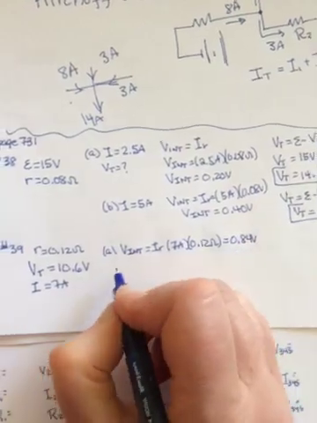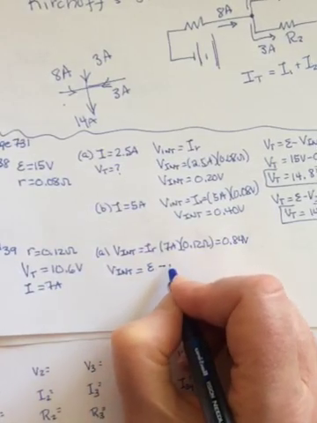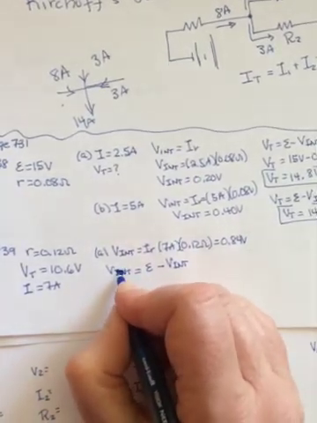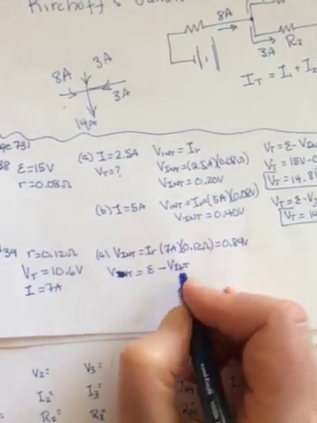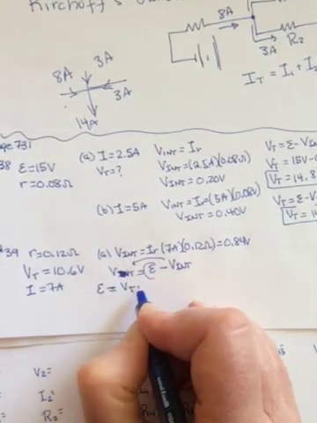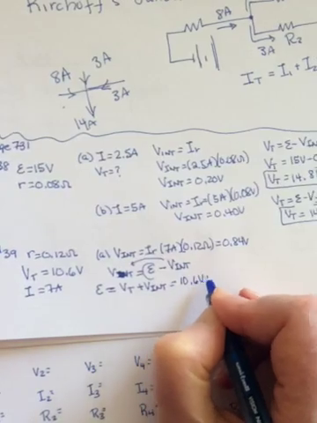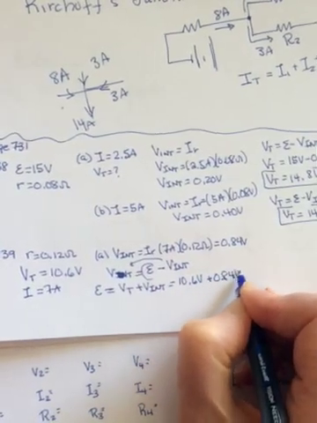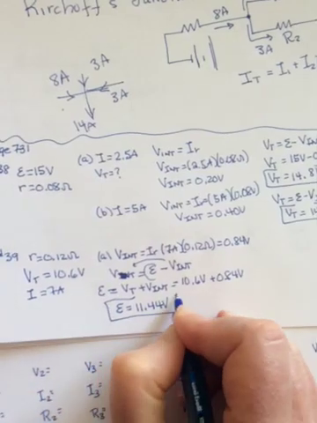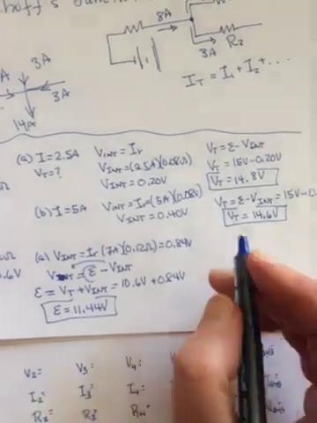So it's going to be 0.84 volts. And so now we know that V_T is equal to EMF minus V internal. We're looking for the EMF this time, so bring this over. So the EMF is going to equal the terminal voltage plus the internal. So the 10.6 volts they gave you plus the 0.84 volts you just found. And you should get an EMF of 11.44 volts. Part A.